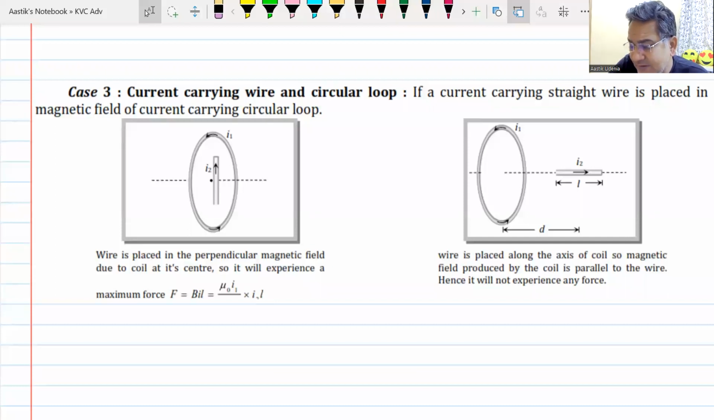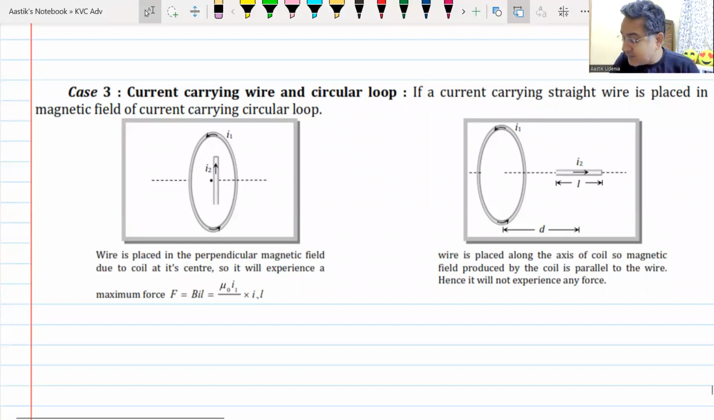Then this is the next case. You have a current carrying loop and current carrying wire. You have to find out the force on each other. Remember, whether you find out the force on the current carrying loop because of the wire, or you find out the force on the current carrying wire because of the loop, both the answers are the same. Do we understand this? Yes or no?